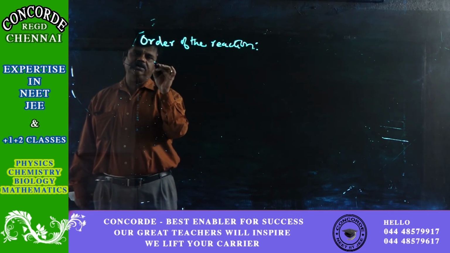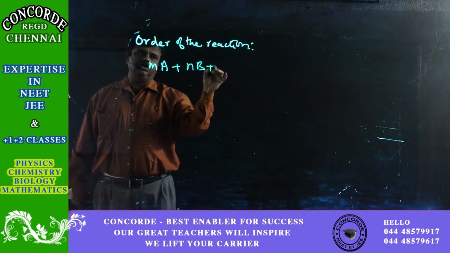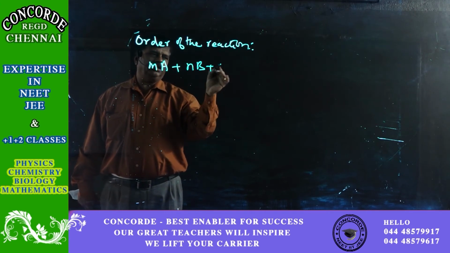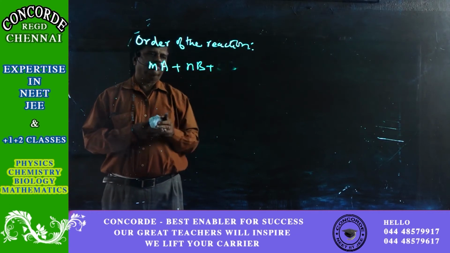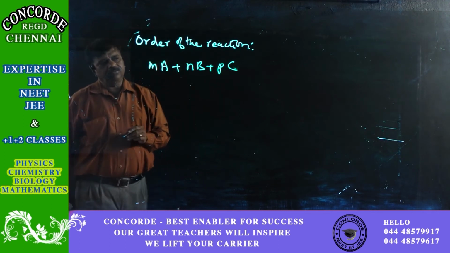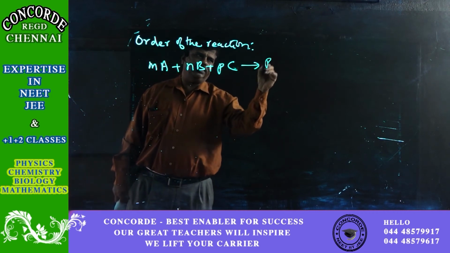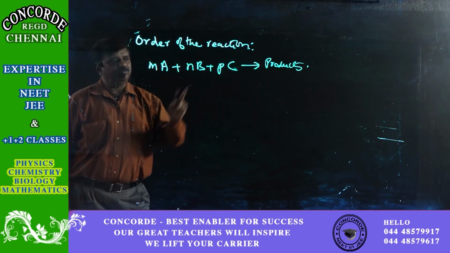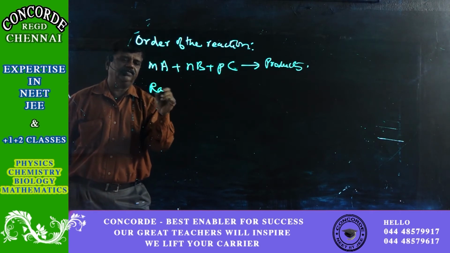So I am saying, in case m moles of A plus n moles of B plus p moles of C react to form the products. So m moles of A, n moles of B, p moles of C react to form products. So what is the rate law equation for this?